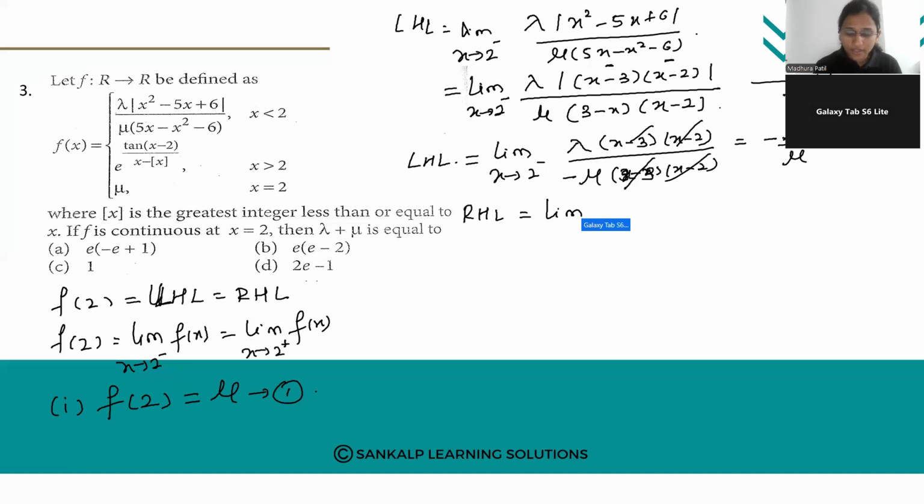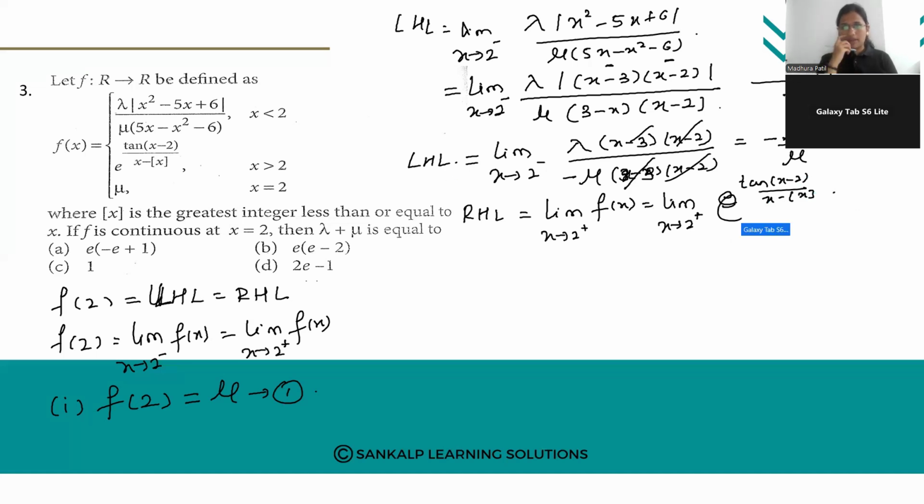What does it say? The limit of f of x as x tends to 2 from the right hand side. From the right hand side, if x approaches 2, what is the function defined? E to the power tan of x minus 2 divided by x minus greatest integer function x. Now you observe a little bit here. X minus the greatest integer function of x is always the fractional part of x. So this function becomes e to the power tan of x minus 2 divided by the fractional part of x.